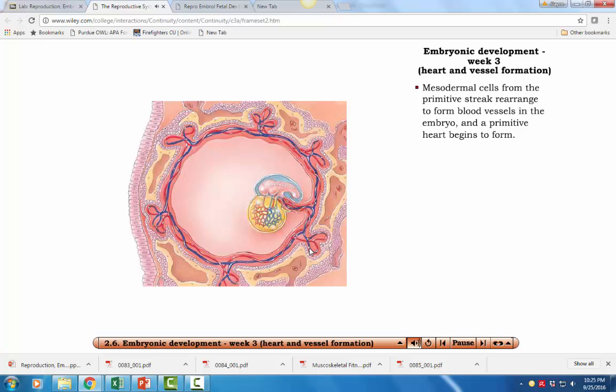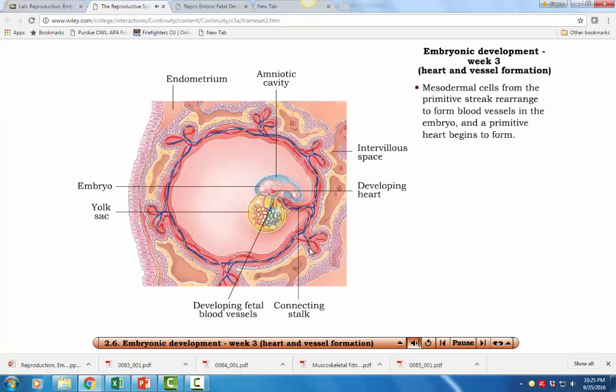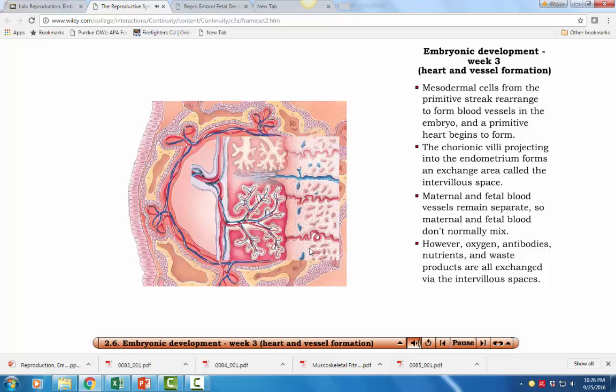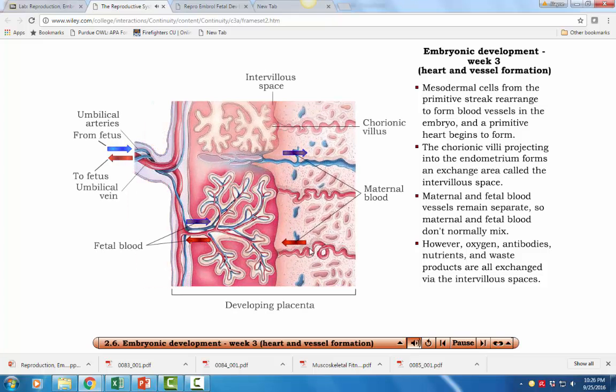Also during the 3rd week, mesodermal cells from the primitive streak rearrange to form blood vessels in the embryo, and a primitive heart tube is formed. Continued development of the chorion results in the formation of the chorionic villi, projecting into the endometrium to form an exchange area called the intervillous space. The maternal blood vessels and fetal blood vessels remain separate, so maternal and fetal blood do not normally mix. However, oxygen, antibodies, nutrients, and waste products are all exchanged via the intervillous spaces.